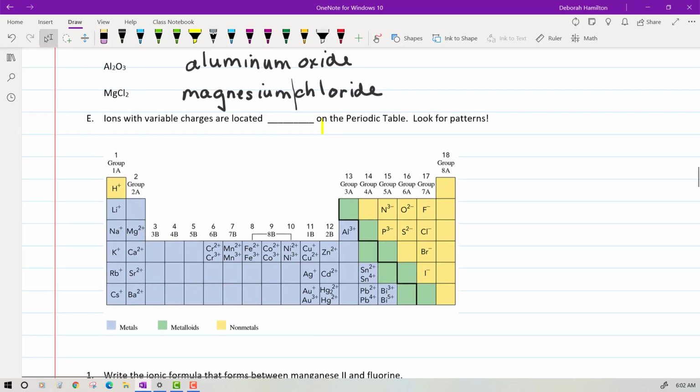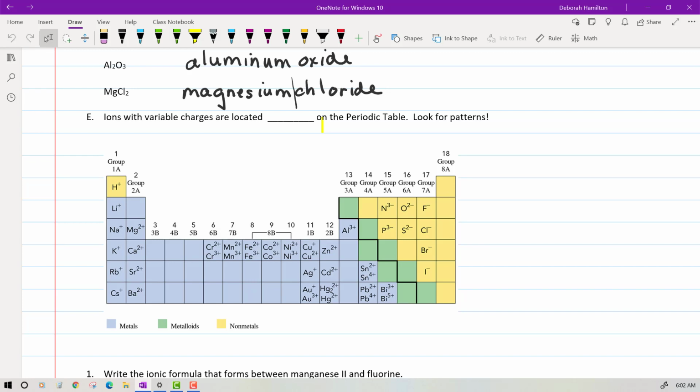All right, so the next thing we need to consider: so far we've looked at the elements that are in group 1 and 2A, aluminum, and then these nonmetals over here. We looked at compounds from these two areas of the periodic table. Now I'd like for you to consider these elements that are in the middle of the table and these over here, because they have variable charge. Well, most of them have variable charges. Some of them do not. And those that do not should be noted.